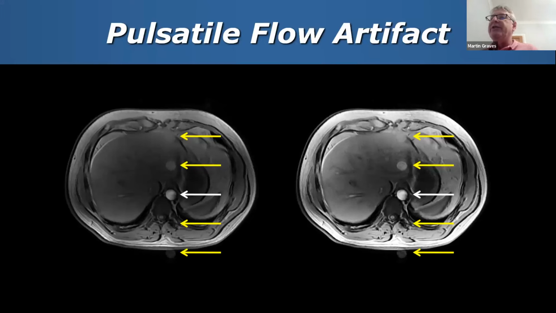These are the same images. I've just windowed the one here on the right just to accentuate them. But here we have pulsatile flow in the descending aorta or the abdominal aorta here. And look, we can see discrete ghosts from that pulsatile flow in the phase encode direction. So how do we try and deal with that?